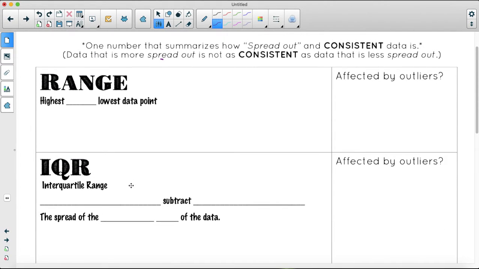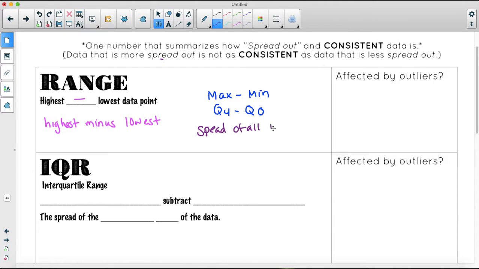To start with, the range is when we take the highest number and we subtract the lowest number. So we have the highest minus the lowest data point. When we're looking at data, this could be seen as the max value minus the minimum value. If we're looking at the 5-number summary, this would be the Q4 piece of data minus the Q0 value. The range talks about the spread of all 100% of the data. So it actually tells us how far away the lowest is from the highest, which is all 100% of the data.